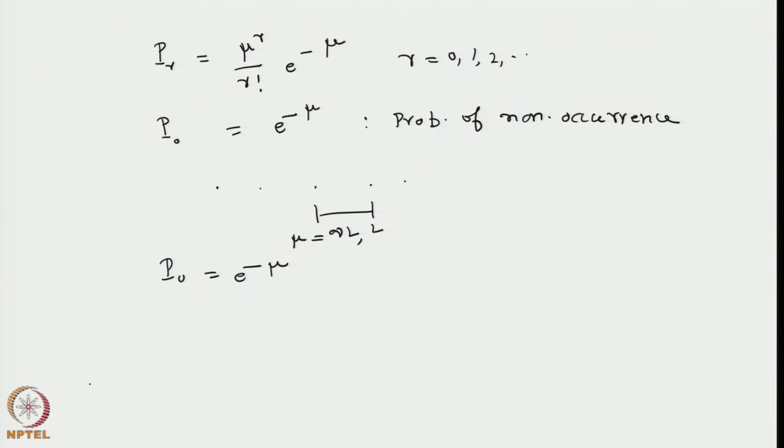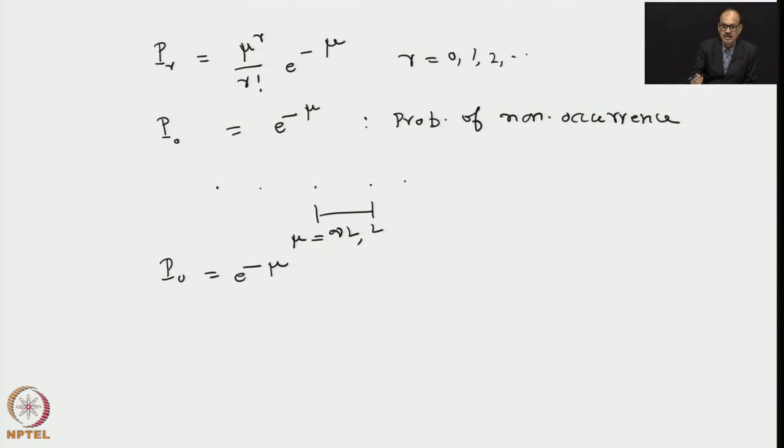Similarly, you can give many examples. If there is a mean rate of occurrence of some infections, then the probability that it has not occurred is e to the power minus mu again. So one has to define mu appropriately depending on the actual problem that is being considered.